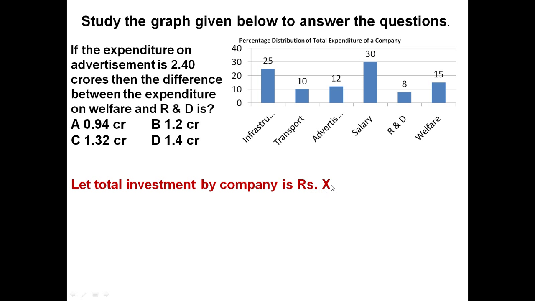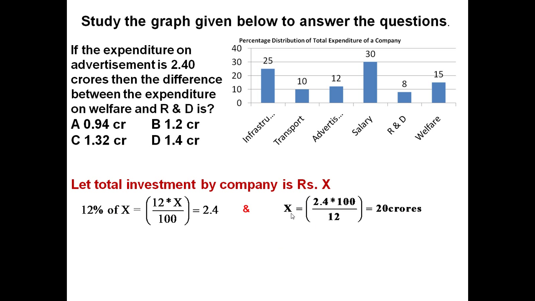Now total is X. On advertisement it is 2.4 crores, but advertisement is 12% of the total. So 12% of X is given by 12 into X divided by 100, and it is equal to 2.4 crore. Using this information we can determine the value of X. X is equal to 2.4 into 100 divided by 12, which is 20 crore. So the total investment by the company is rupees 20 crores.